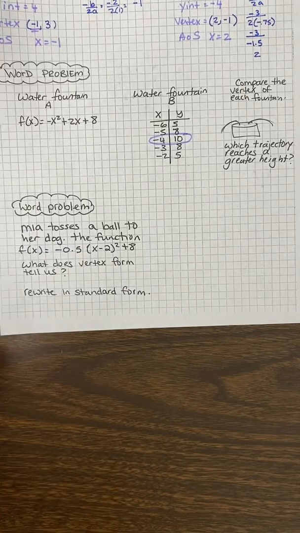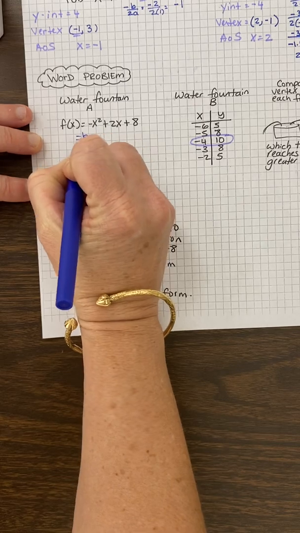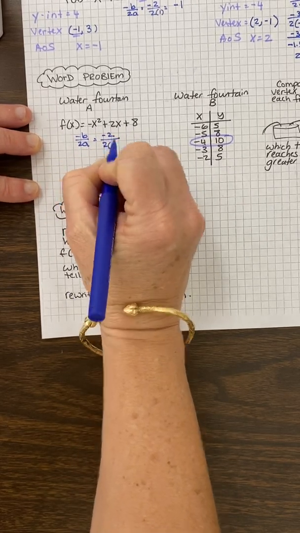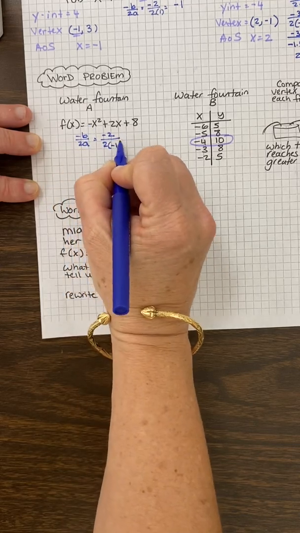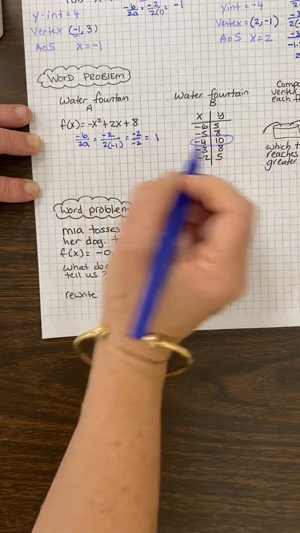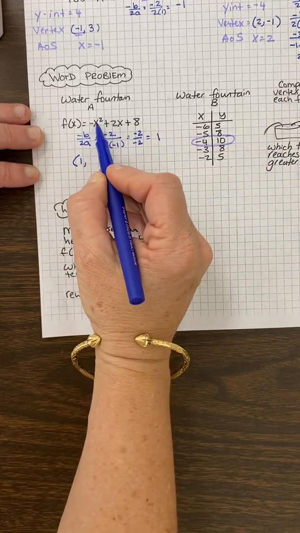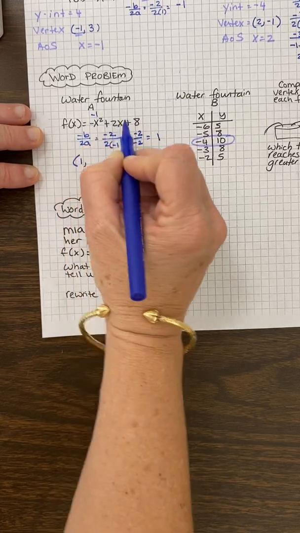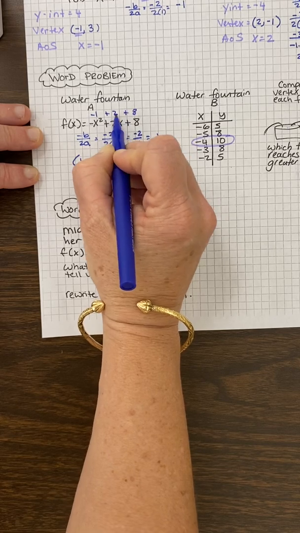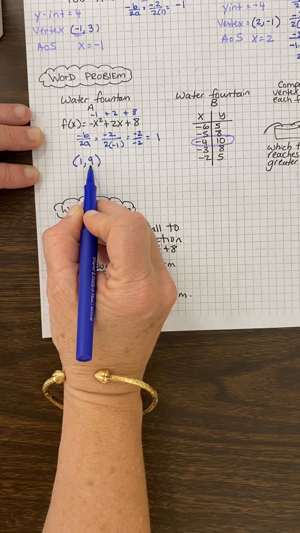Now for this one over here, I have to find my vertex. I have to use -b over 2a: -2 over 2 times -1, so -2 over -2, which is 1. Plug 1 in. 1 squared is 1, times negative is -1. 2 times 1 is 2, plus 8. 8 plus 2 is 10. We have a 9 here. So this is going to be the height of it.